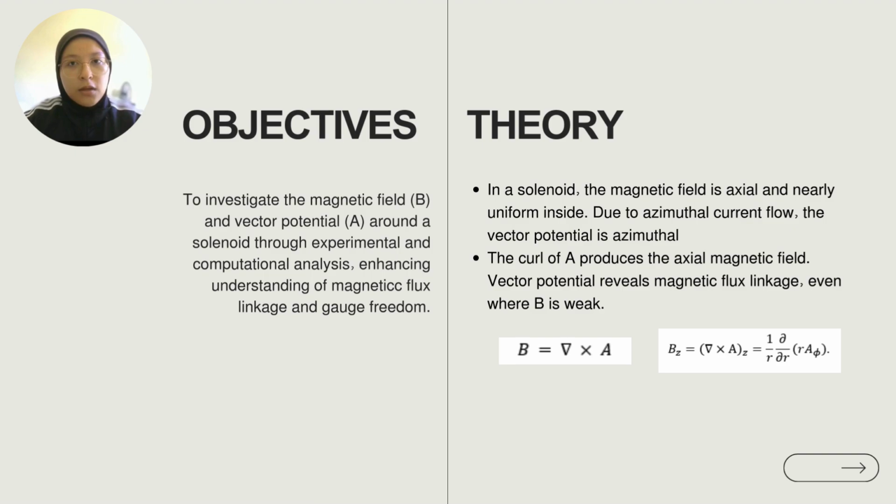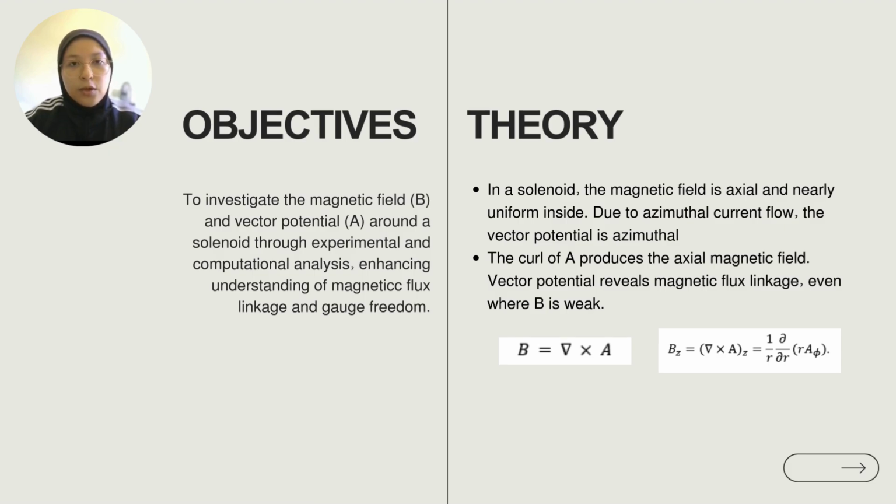However, this magnetic field alone does not fully describe how magnetic effects are distributed in space. By studying the magnetic vector potential, we are able to visualize magnetic flux linkage and understand how the magnetic field is generated by the current flowing in the solenoid windings. Another important objective of this project is to explore the concept of gauge freedom.